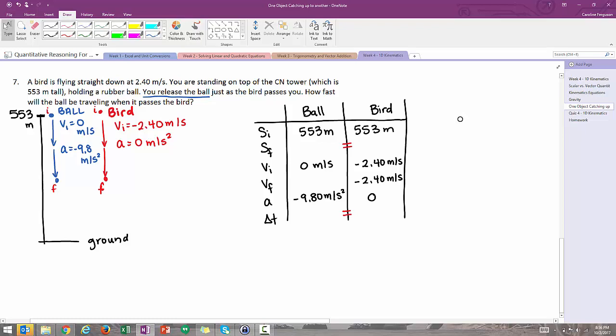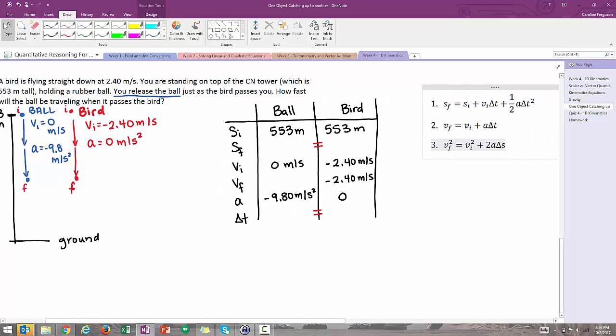Okay, so now what we're going to do is take a look at the kinematics equations, which are here, and decide which equation we should be using. So we know that the SFs and the delta T's are the same for both the bird and the ball. So we want equations that have SFs and delta T's in them. We also know the V initial, we know the S initial, and we know the A's for both of them. So really we want to use equation number 1.